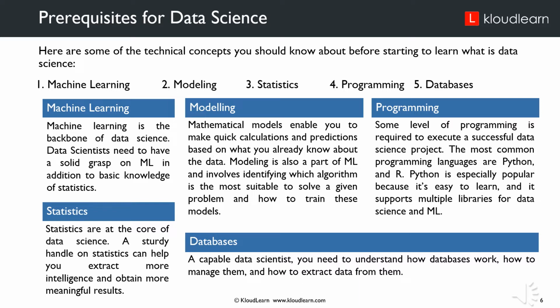Modeling. Mathematical models enable you to make quick calculations and predictions based on what you already know about the data. Modeling is also a part of ML and involves identifying which algorithm is the best suitable to solve a given problem and how to train these models.